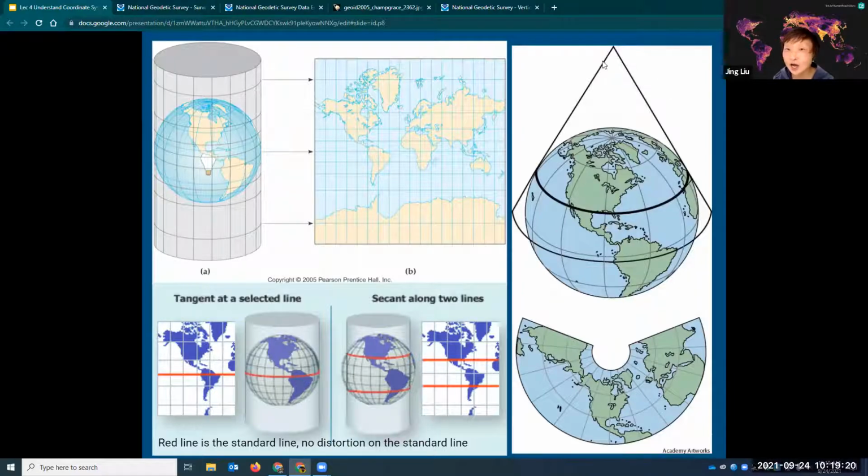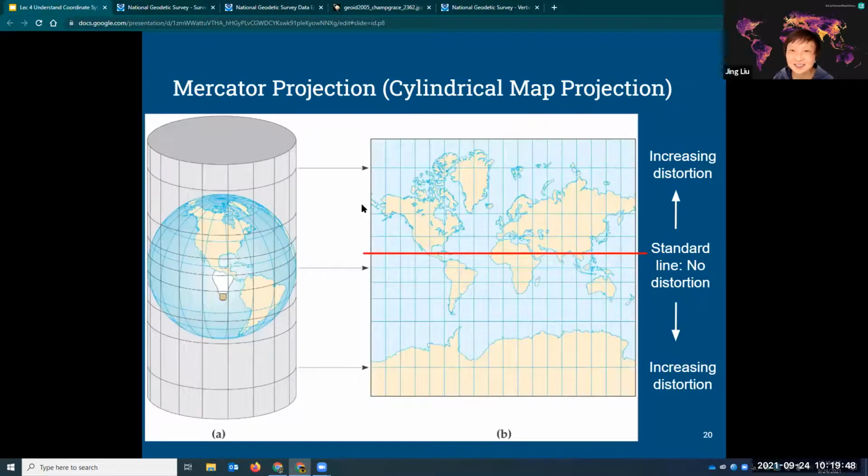We call that conic map projection. And this is my standard line. Okay, and here you don't have distortion along this line, across maybe Texas, Florida. Okay, but when you're away from this standard line, you have a lot of distortion. Okay, and this one is just for half of the Earth, the northern hemisphere. You don't see the southern hemisphere that much, right? Okay, so here I covered it.